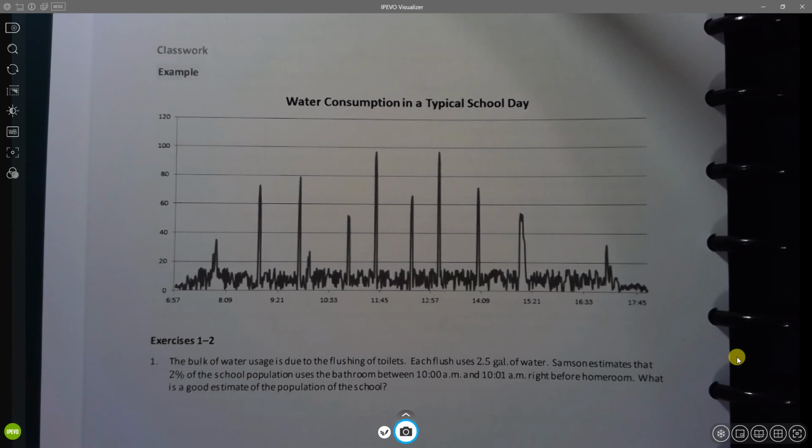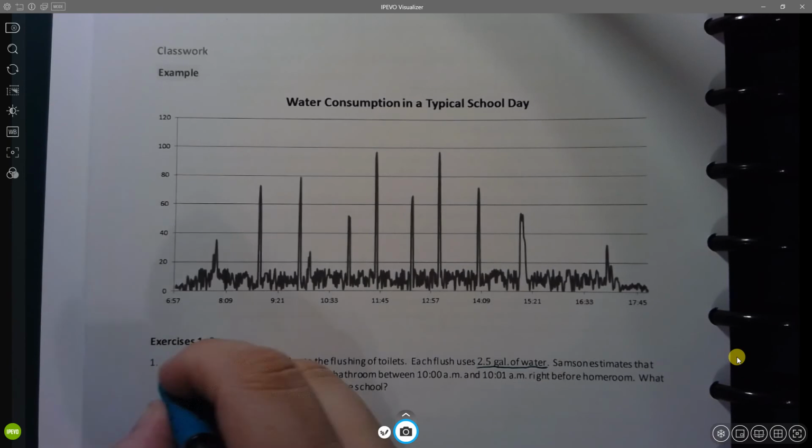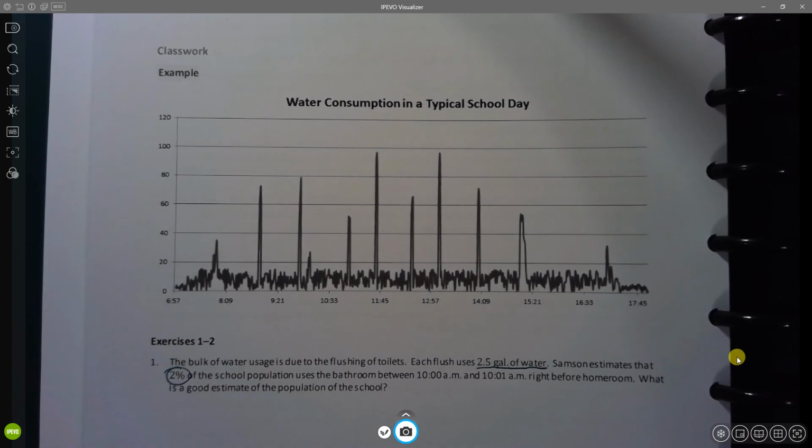So the bulk of water usage is due to the flushing of toilets. Each flush, and I'm going to be doing some underlining here, each flush uses 2.5 gallons of water. Samson estimates that 2% of the population uses the bathroom between 10 a.m. and 10:01 a.m. right before homeroom. What is a good estimate of the population of the school?